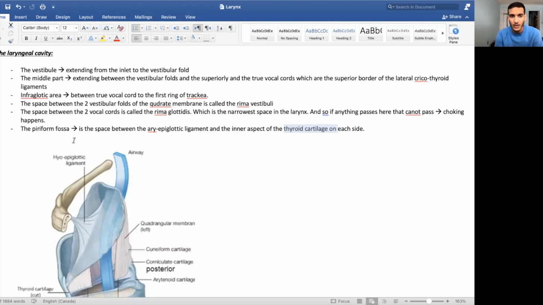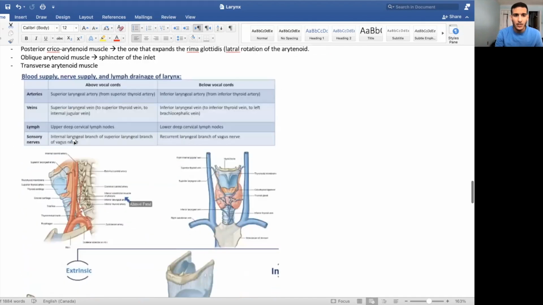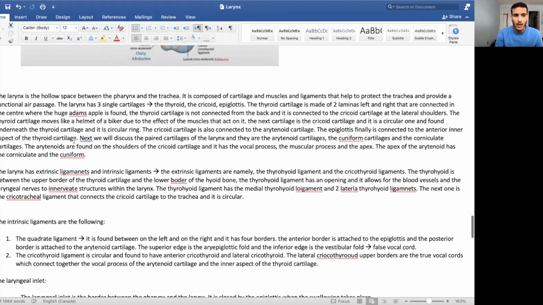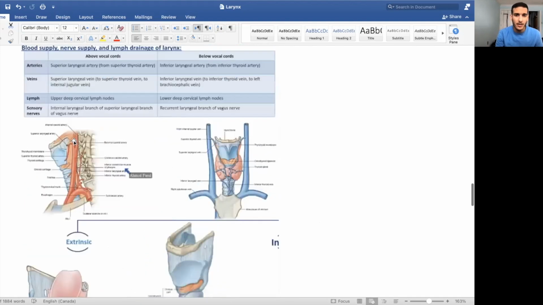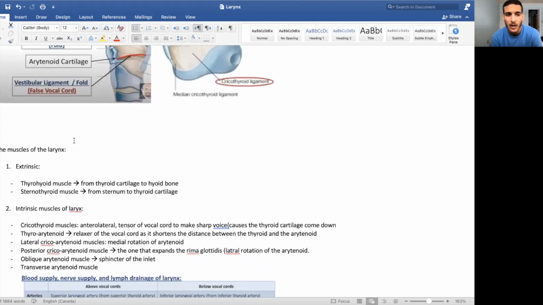Okay, you can go ahead and look at more pictures related to those spaces, but it's very important to understand the laryngeal cavity and the spaces that are present and their names. And so you are also able to describe between what and what those spaces are. Okay. Finally, we are going to talk about the muscles of the larynx and their functions. So the muscles of the larynx: extrinsic and intrinsic muscles.